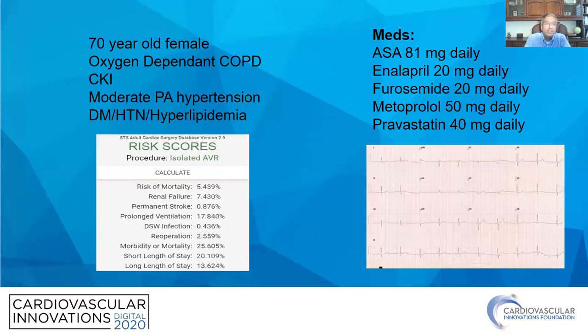So diving right into the case, this is a 70-year-old female patient who had oxygen-dependent pulmonary disease, chronic kidney disease, moderate pulmonary hypertension, diabetes, hypertension, and high cholesterol. Her STS risk for an isolated aortic valve replacement was 5.4%. She was on optimal medical therapy for heart failure with an ACE inhibitor, diuretics, beta blockers, and was on an aspirin and a statin. Her electrocardiogram was unremarkable, as can be seen on the lower right panel.